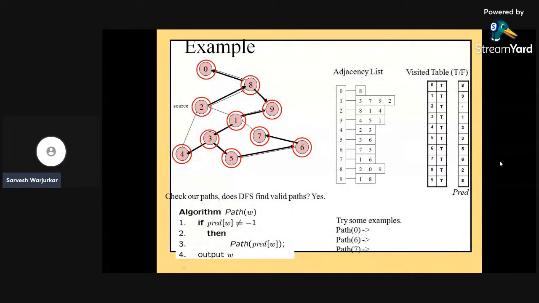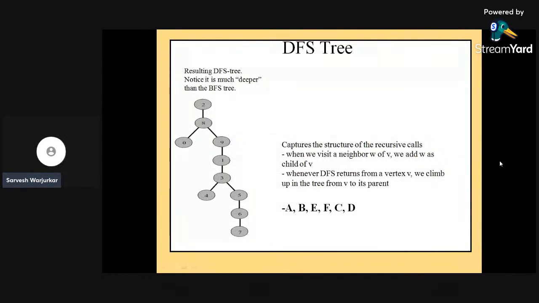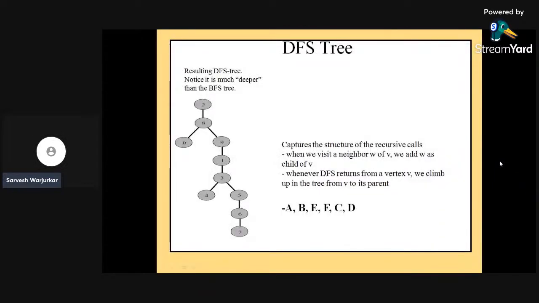Time complexity of depth first search is order of n plus m, where the running time of DFS is proportional to the number of edges and the number of vertices. So it is written as order of vertices plus edges for the time complexity. This may be the DFS tree. You can definitely solve all these things as homework, as a part of practice work.